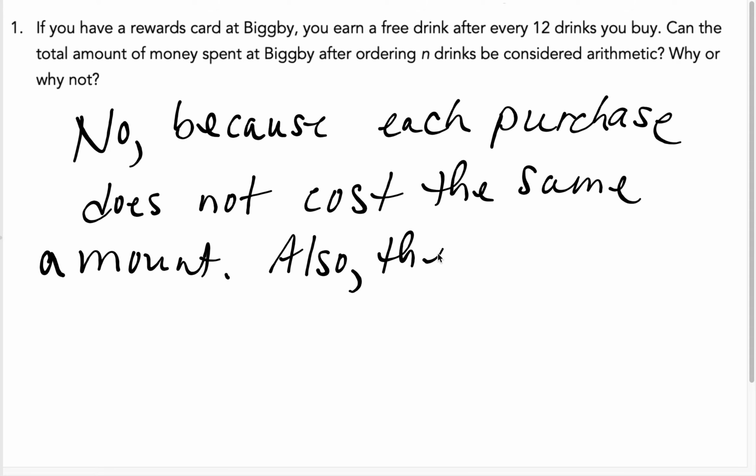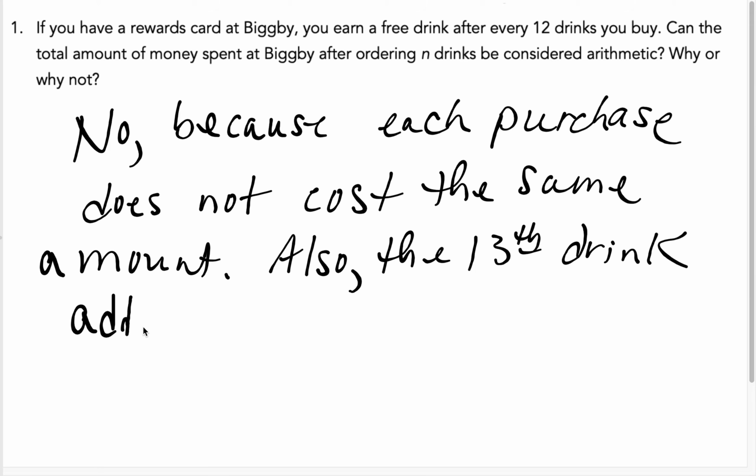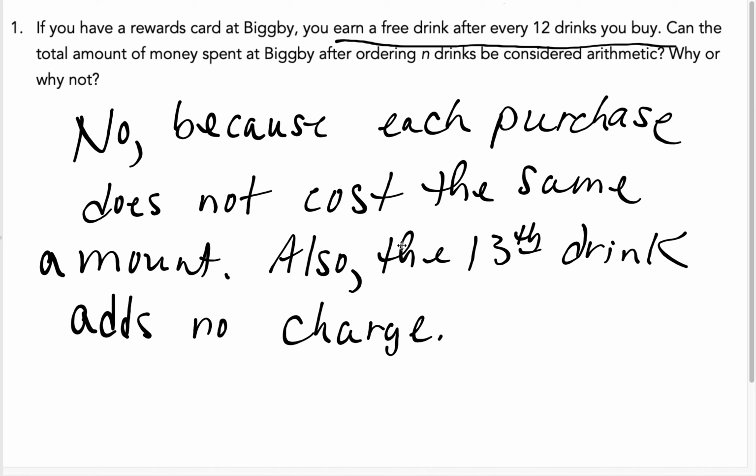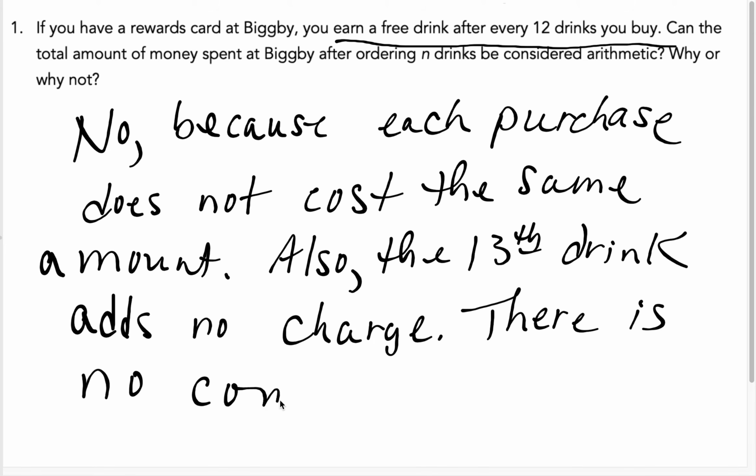Also, the 13th drink adds no charge because it says you earn a free drink after every 12 drinks you buy. Therefore, there is no common difference. It's like going to Starbucks, right? Or anywhere. Kowalski's, Caribou. If I buy 12 drinks, I could buy 12 different drinks. They're not going to all cost the same amount. So that is why that is not arithmetic. Number 2.